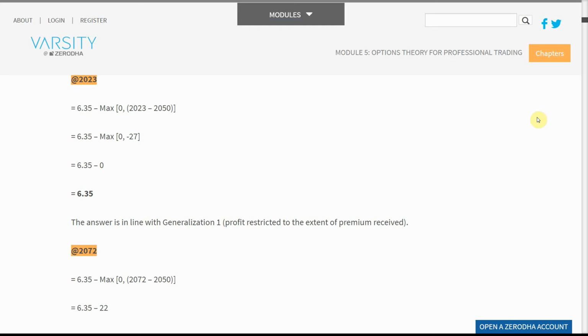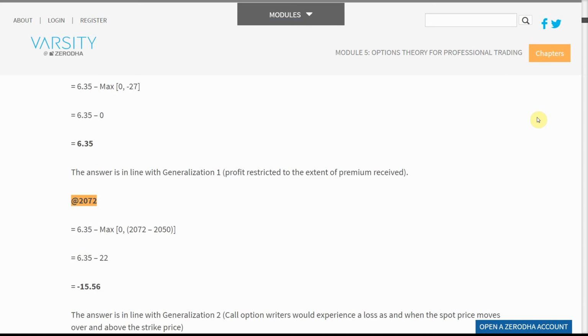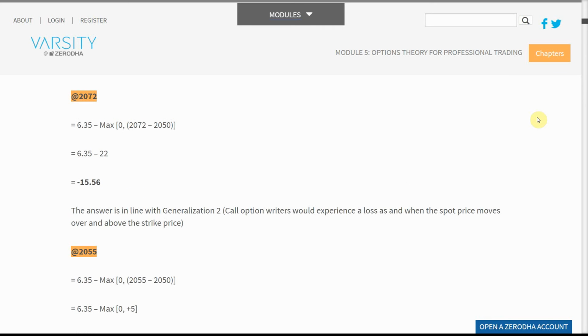At 2055, equals 6.35 minus max(0, 2055 minus 2050) equals 6.35 minus 5 equals 1.35.